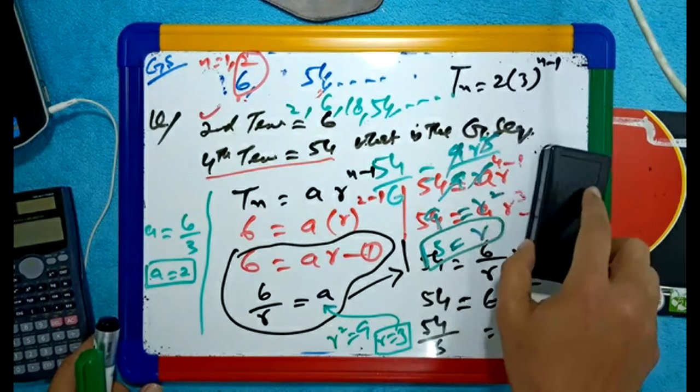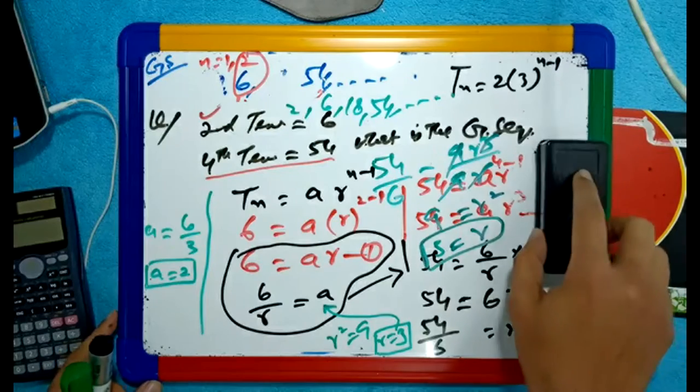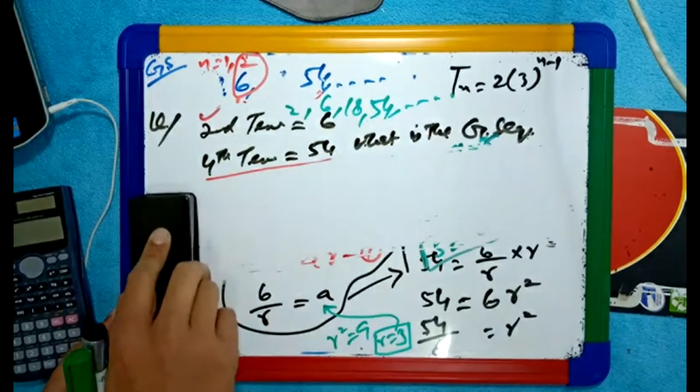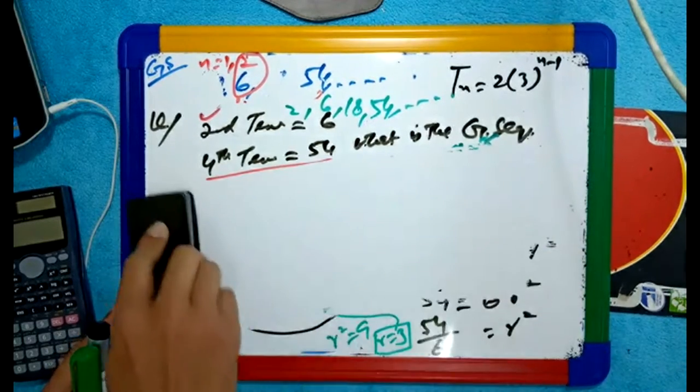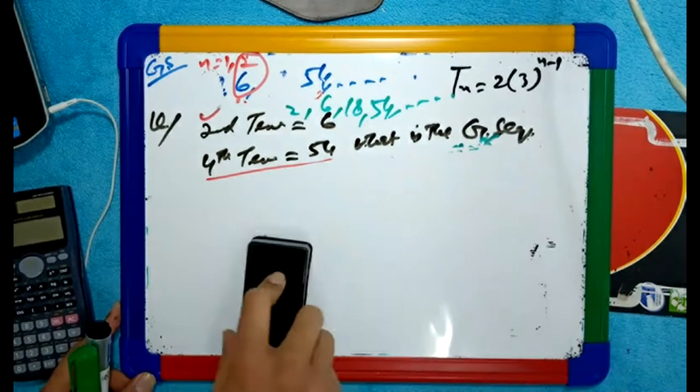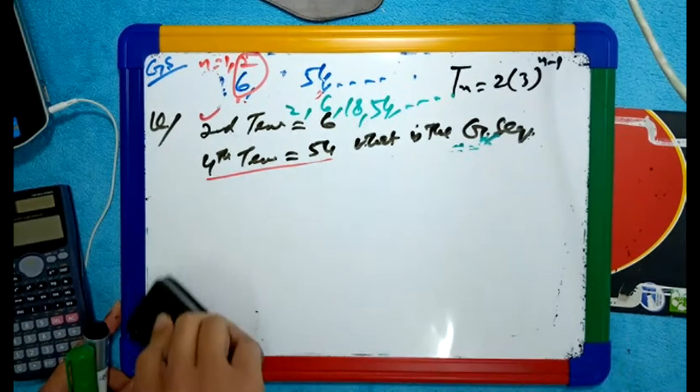So how many other methods are there? There are two more types of questions. Only these are the things they will ask, this is the maximum approach for the geometric sequence. So you need A and R always, right?